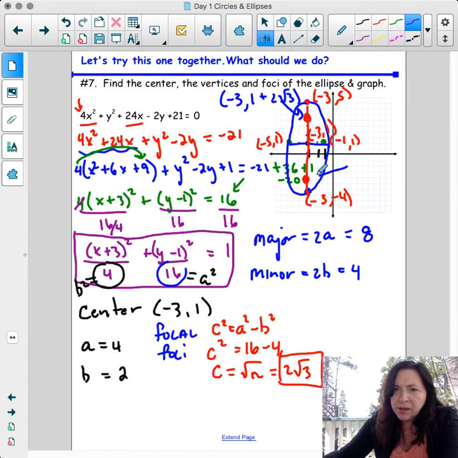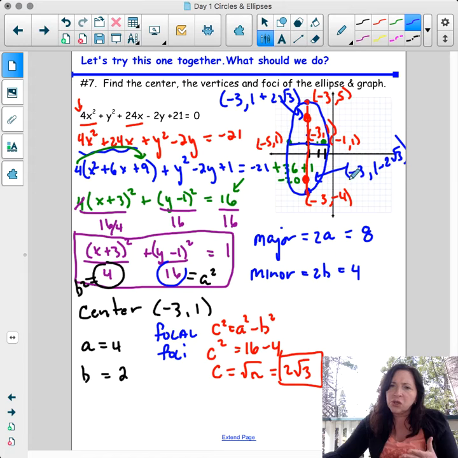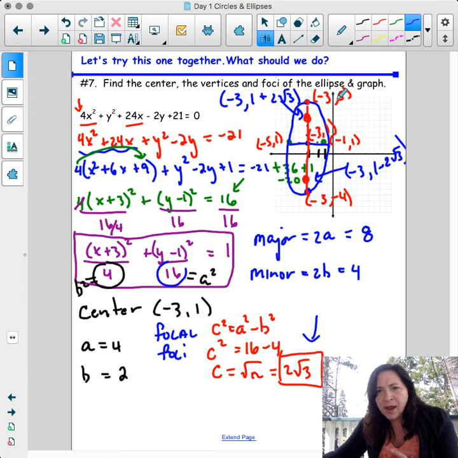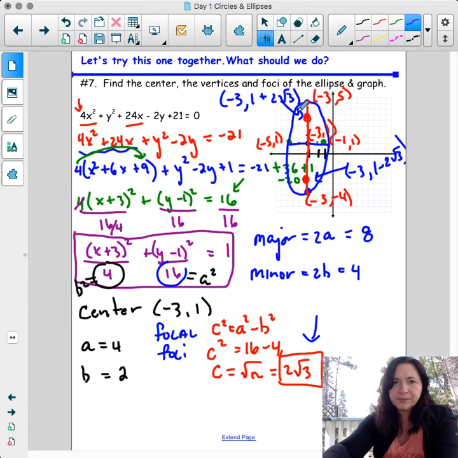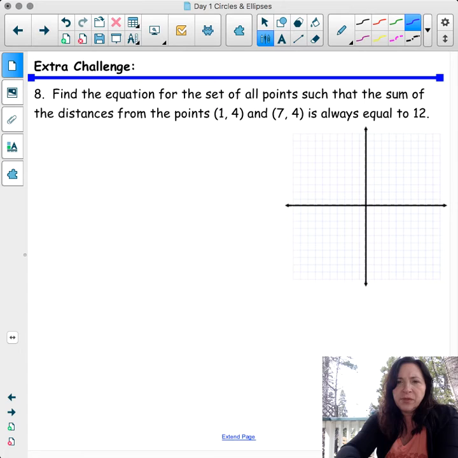And this point here is going to be -3, 1 minus 2 root 3. So if it's on the y-axis, you add your focal point to your y coordinate. If it's on the x-axis, I would have added it to my x coordinate. So this one right here is a little bit tricky, honestly.